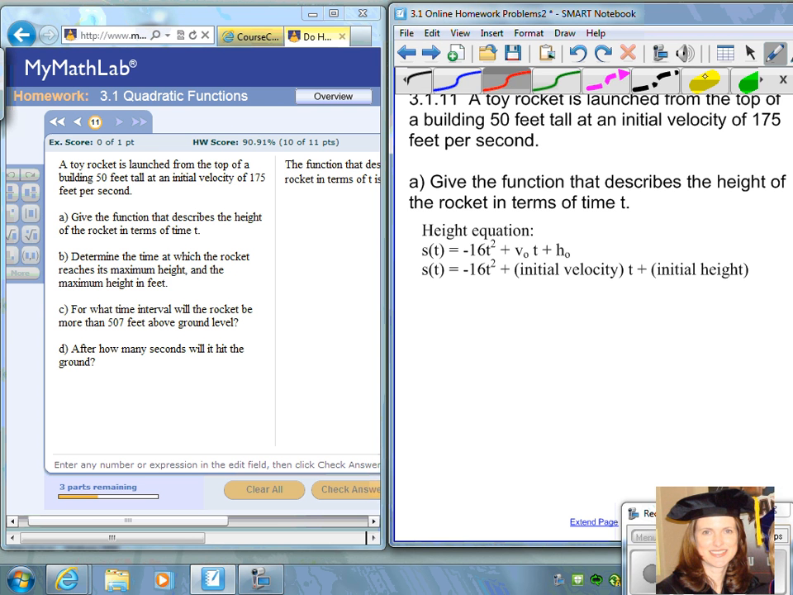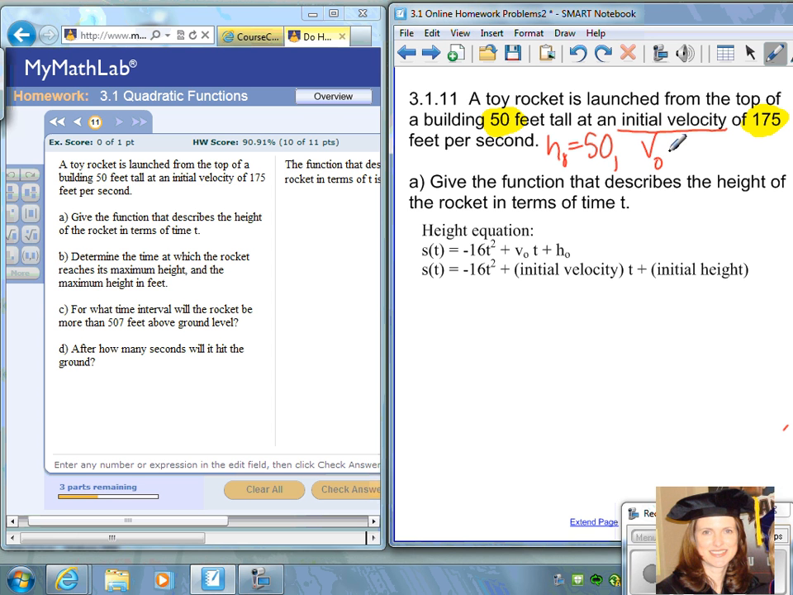Since we see here, we have 50 feet and 175. Those are two values that we're going to plug in to the height equation. Now, if the building is 50 feet tall and you're launching the rocket from 50 feet high in the air, that's going to be your initial height. H sub 0 is equal to 50. And it says specifically initial velocity is 175, so that's your V sub 0 is 175.